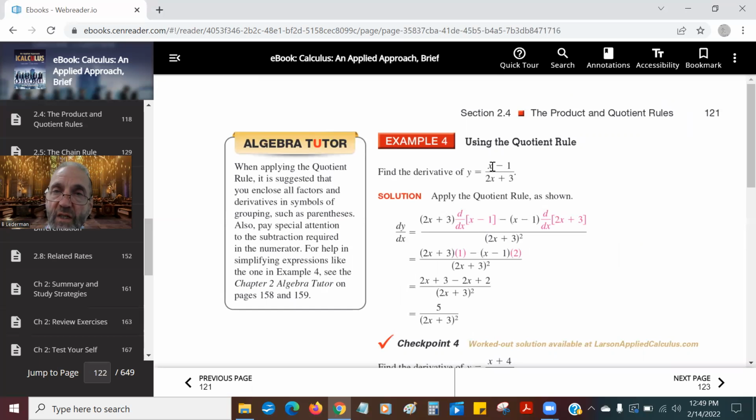So f is my top function, x minus 1. G is my bottom function, 2x plus 3. And now we're going to do it. So I'm going to do the bottom times the derivative of the top minus the top times the derivative of the bottom over the bottom squared. And when I multiply all that out, I get 2x plus 3 times 1 minus x minus 1 times 2. And then on top, the 2x's wind up canceling, and I just get 5 over 2x plus 3 squared. And that is the answer.